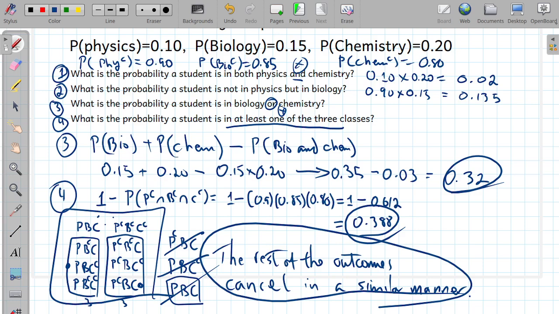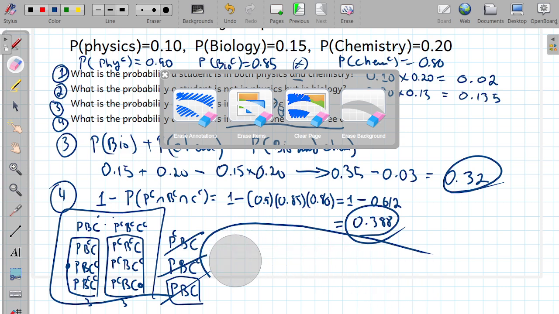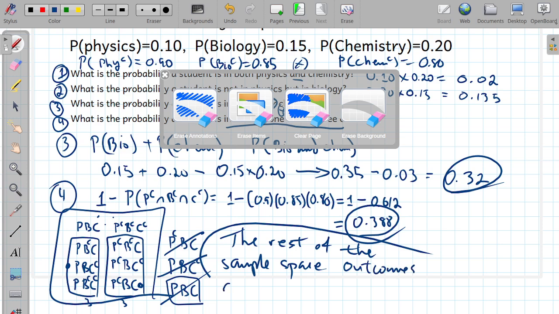So the rest of the outcomes, maybe I'll reword that. Where's my eraser? Good call on that, by the way. I want to leave this for posterity. So let's do this. The rest of the sample space outcomes are simply duplicates that we can ignore. Voila. There we go. Not a problem.